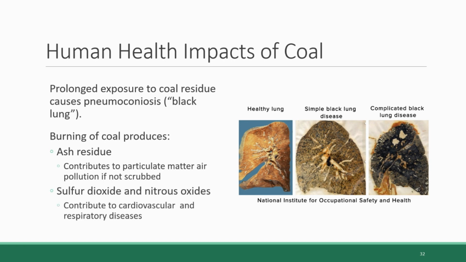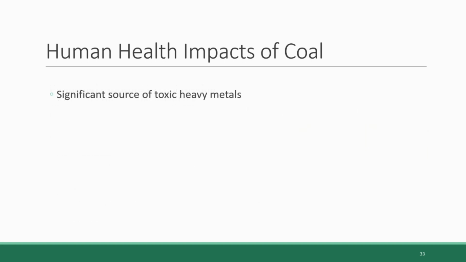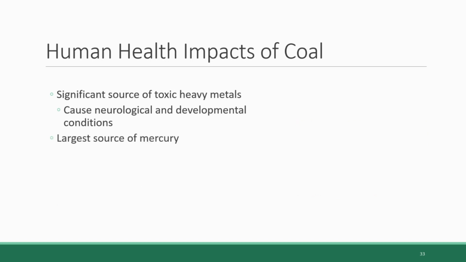Coal combustion also produces, as we noted on our previous slide, sulfur dioxide and nitrous oxides, which not only contribute to acid rain, but also are criteria pollutants that contribute to a variety of cardiovascular and respiratory diseases. Coal emissions are also a significant source of toxic heavy metals, which are implicated in neurological and developmental conditions. And coal is the single largest source of mercury emissions into the environment.